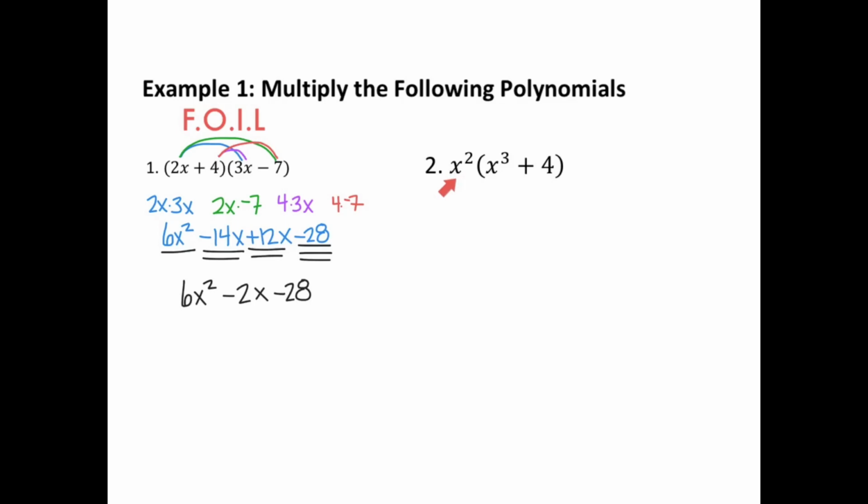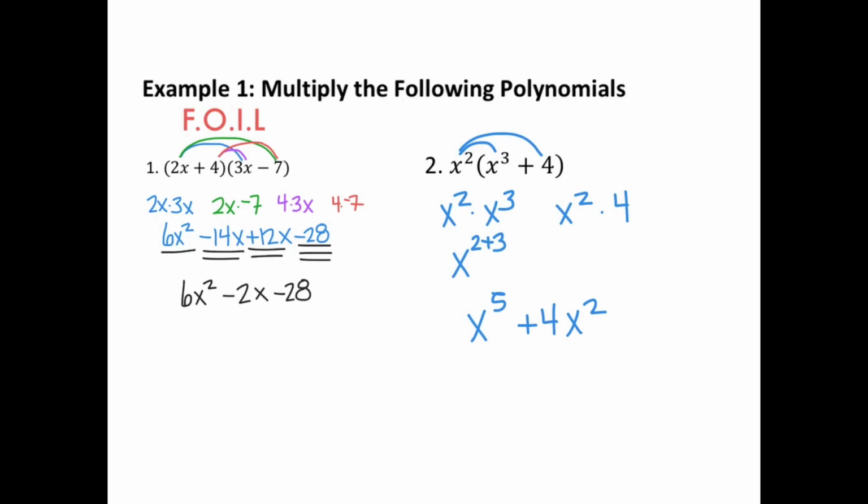This second problem is a monomial, x squared, being multiplied by x cubed plus 4. I cannot FOIL in this problem because FOILing only applies to a binomial times a binomial. So if all else fails, just remember to distribute. The x squared gets multiplied by the x cubed, and the x squared gets multiplied by the positive 4. I'm going to show a little bit more work here just to remember these multiplication rules. You're multiplying the same base, so we add the exponents together to get x to the 5th, and then the x squared times the positive 4 is just plus 4x squared. So that's the answer to that monomial being multiplied by the binomial.